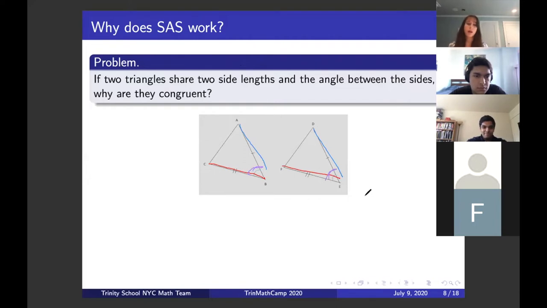Something you might want to think about is: we know these angles are the same, and we know these side lengths are the same. Is there any way we could have made DF bigger than AC? If we wanted to make DF bigger than AC, what would we have to do to angle E? Could we keep angle E the same?